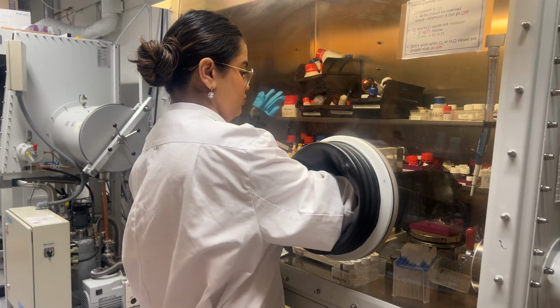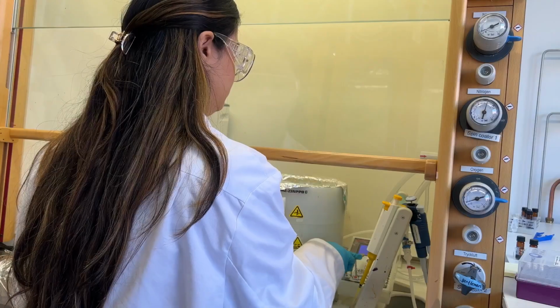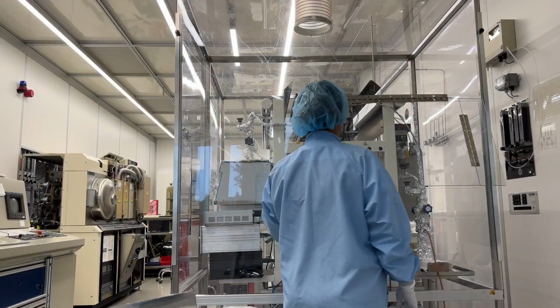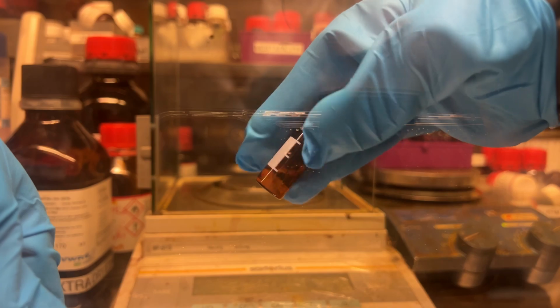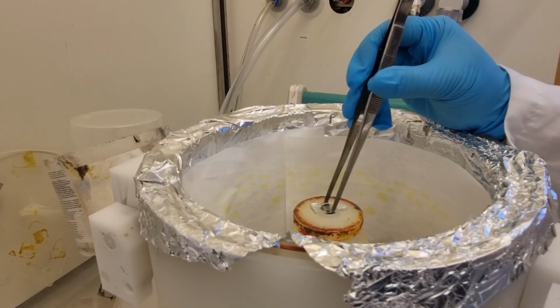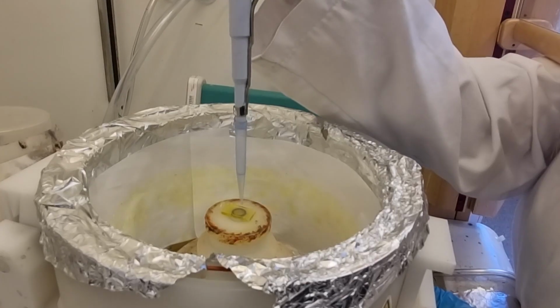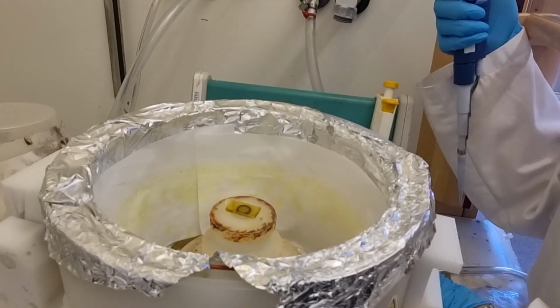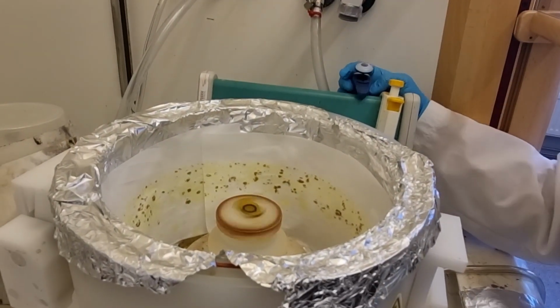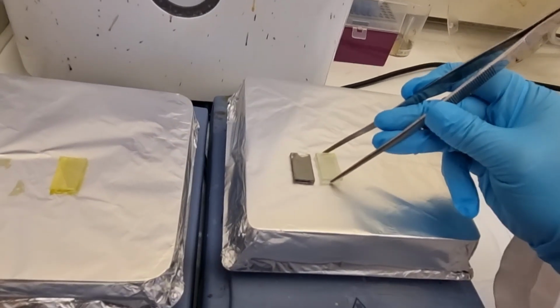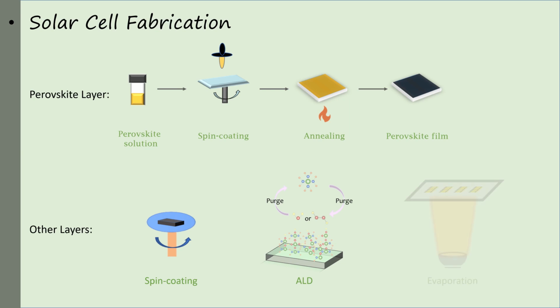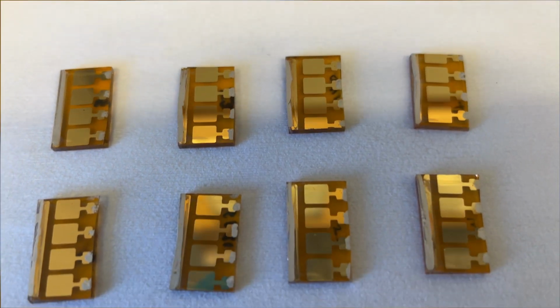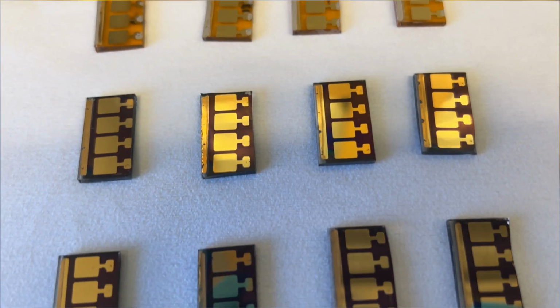My day-to-day activities involve synthesizing materials in both chemistry labs as well as in the clean room. My work involves synthesizing perovskites using a solution-based approach, where we first prepare the precursor solution and it is then deposited on the desired substrate using the spin coating method. Finally, the deposited film is annealed on a hot plate to obtain the crystalline film. After depositing the perovskite film, other layers are then deposited using spin coating, ALD or evaporation. And finally, we obtain our finished solar cell structures.